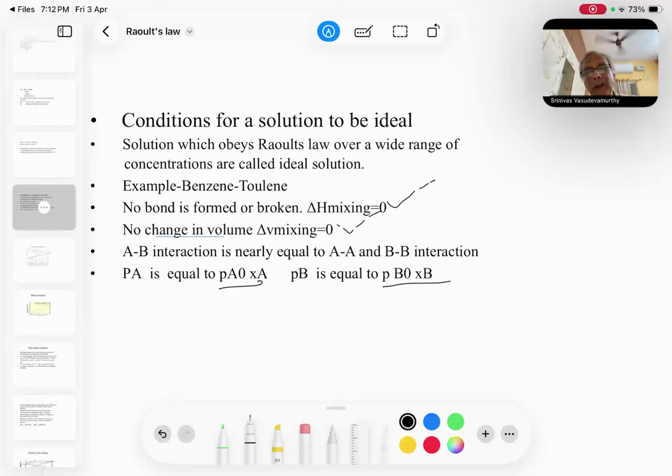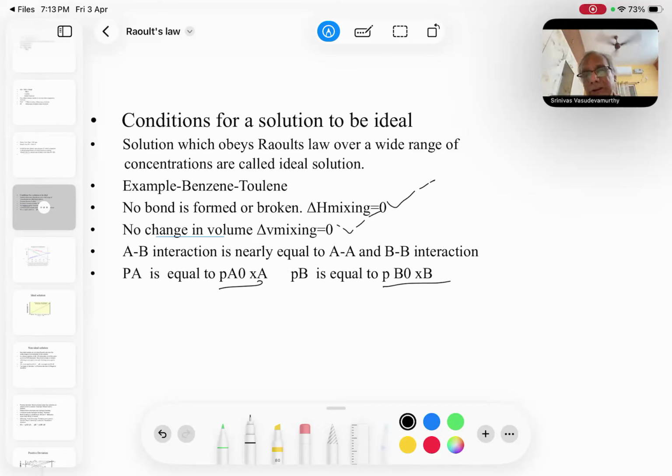PB equals P naught B into mole fraction of B. AB interaction is nearly equal to AA and BB interaction. Normally you'll get an assertion and reasoning question. You can expect it. They'll give a statement and then they give the reason.